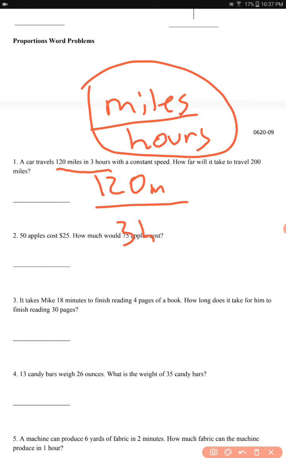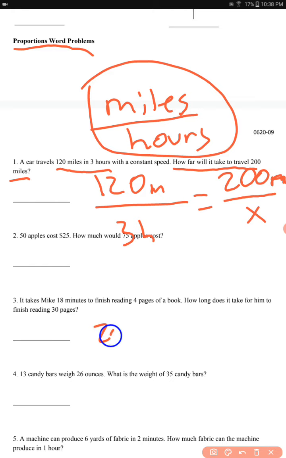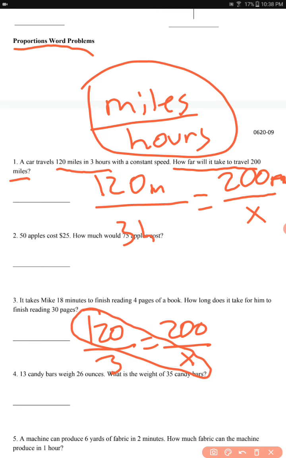And how long will it take to travel 200 miles? And we can set them proportionate to each other. 200 miles, and we don't know how long that's going to take yet, so that's what we need to find. So that will be our variable here. So let me pull that down right here. 120 over 3 equals 200 over x, and we can cross multiply like this.